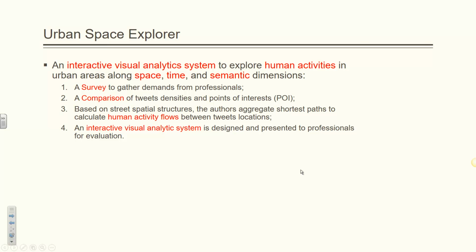This paper includes four parts. The first one, they did a survey. Then they did a comparison of the tweet densities and the points of interest in the urban space. The third one is building a framework for estimating human activity flows from the tweets' locations and content, which is called tweets geolocated. And the fourth one is developing an interactive visual analytic system to present to professionals for evaluation.